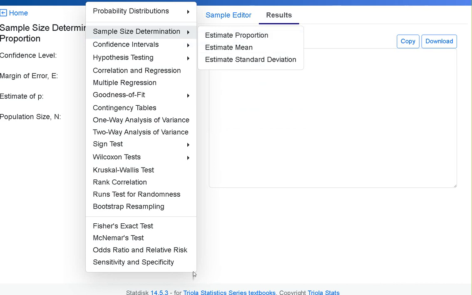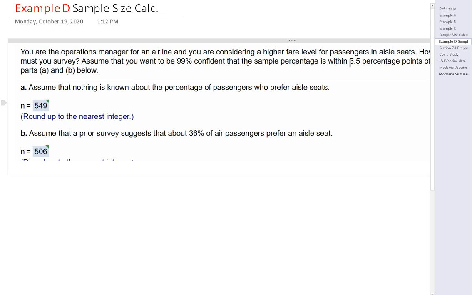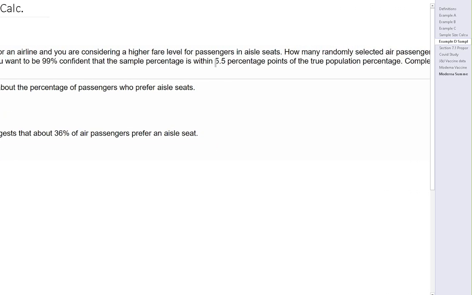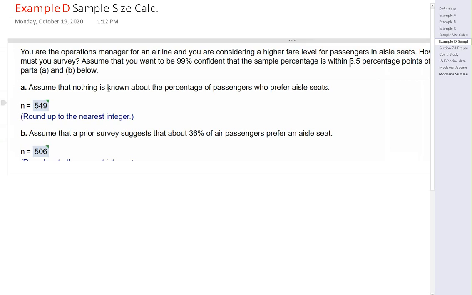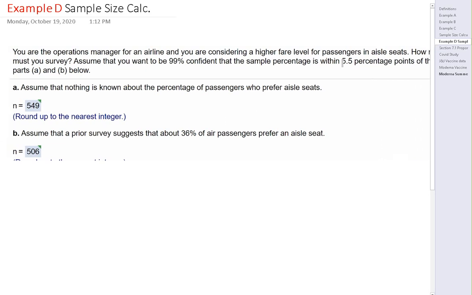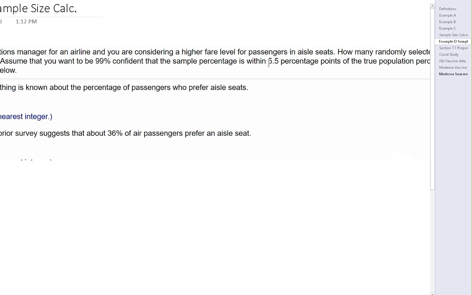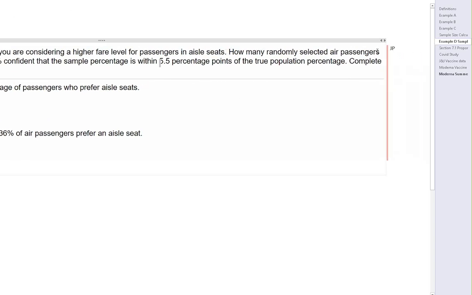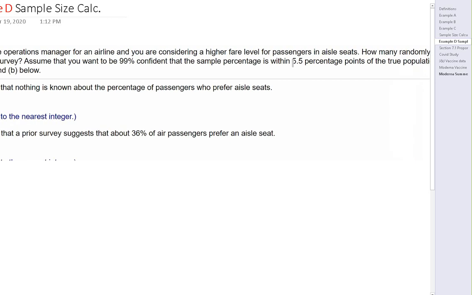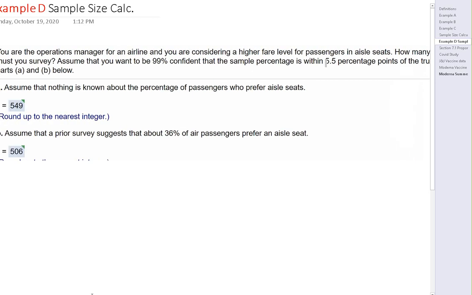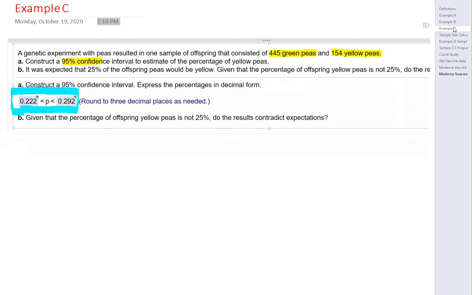Well, let's look back at what they're asking you for. In this one it says, assume that nothing is known about the percentage of passengers. Let's see. All right, so the key thing here, it says, how many randomly selected passengers must you survey? So that's asking you how big of a sample size should you take. That's in contrast to this one, it says construct the confidence interval. So we're doing something different with that problem. We found the confidence interval as opposed to finding how many passengers.